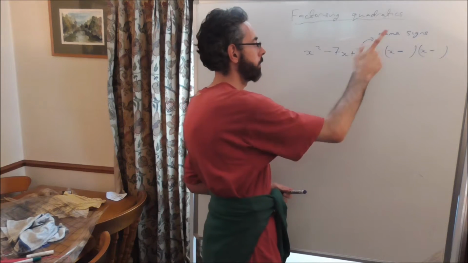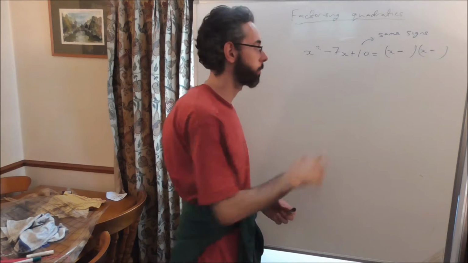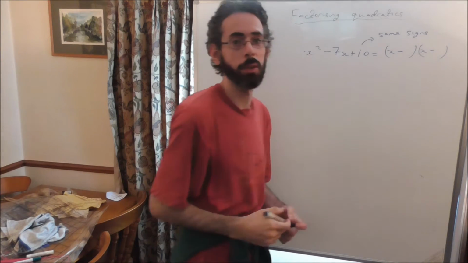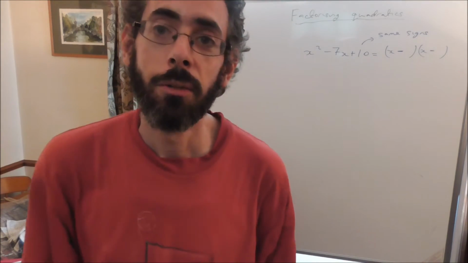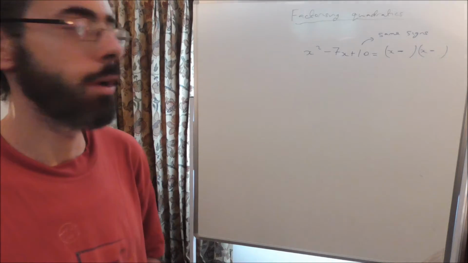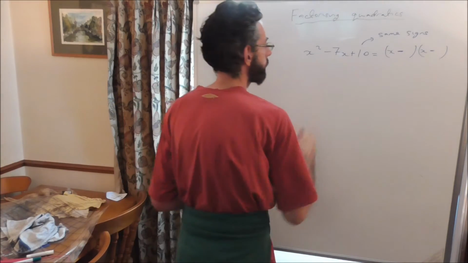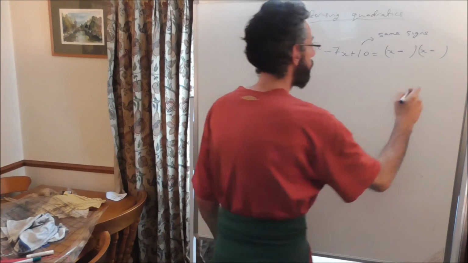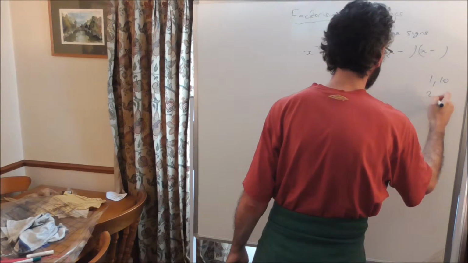So if the signs are the same, you can always work out what they are straight away just by looking at this term here. It's a negative term, so the two numbers must both be negative numbers. Right, now we can sort of ignore the signs since we've worked out what they are and just focus on 10. So let's list pairs of numbers with a product of 10. Could be 1 and 10, or could be 2 and 5.